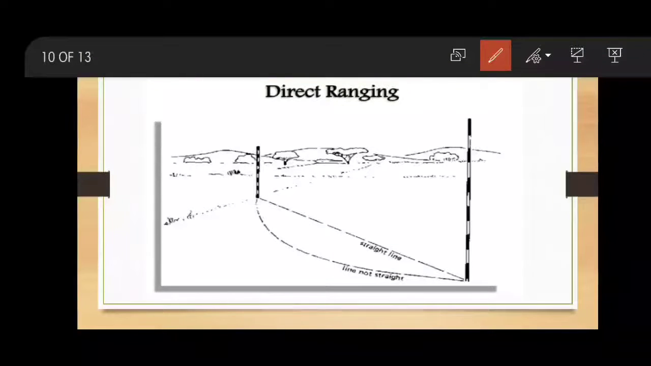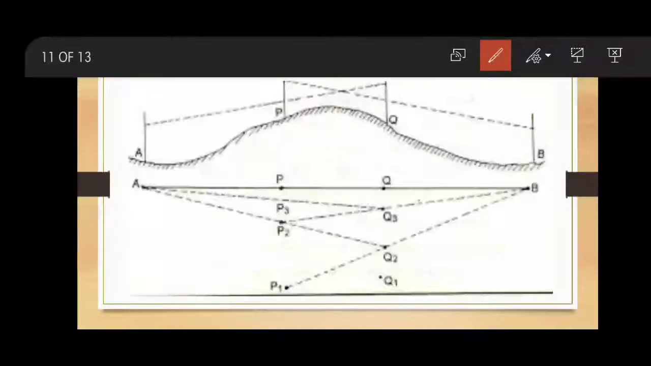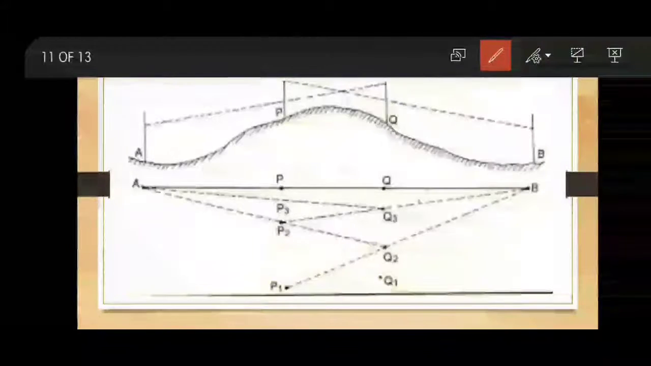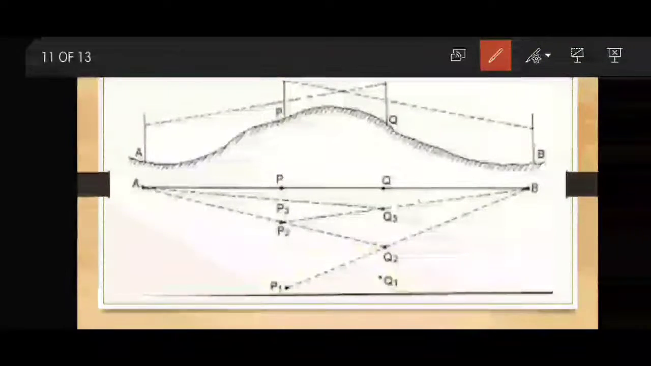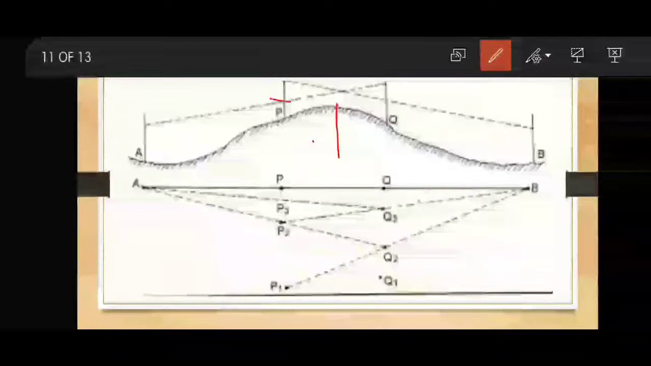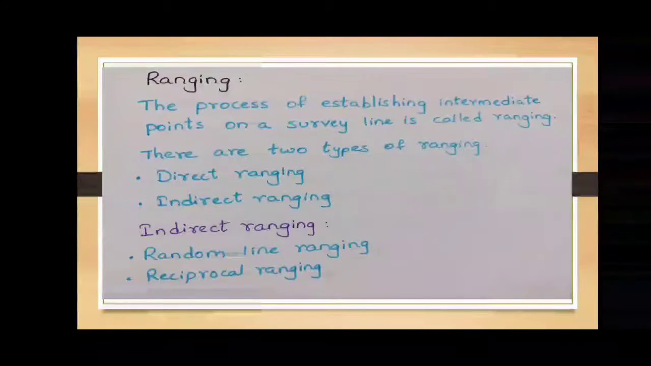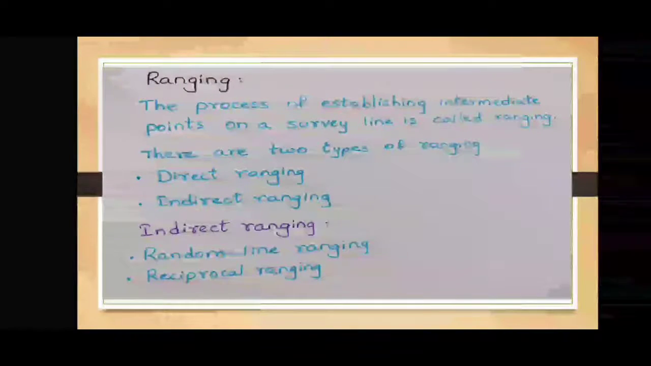You need to perform direct ranging in the field in this way, and these are the ranging rods. And this is indirect ranging. Indirect ranging is performed when a hill or any obstacle is intervening between the ranging points, and like this 2 intermediate points are taken. Now you have an idea about ranging and types of ranging.